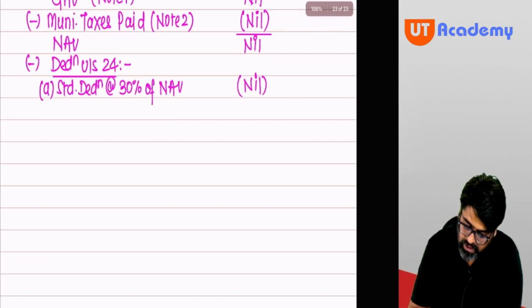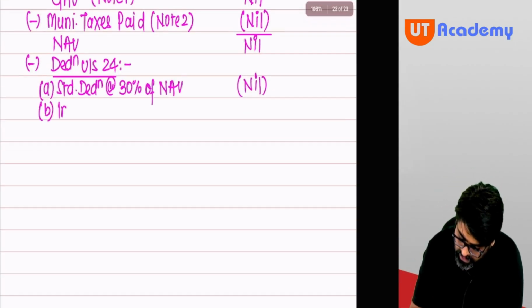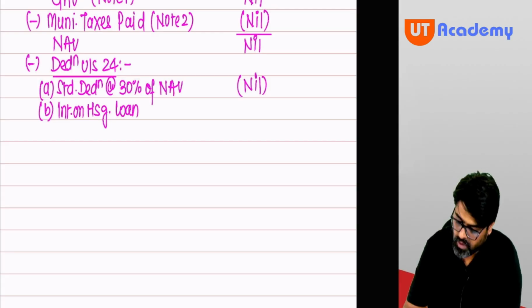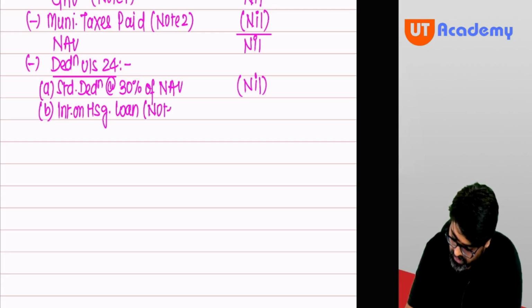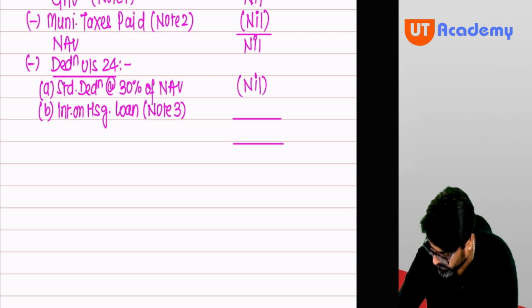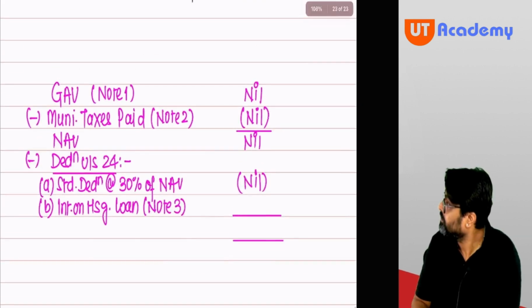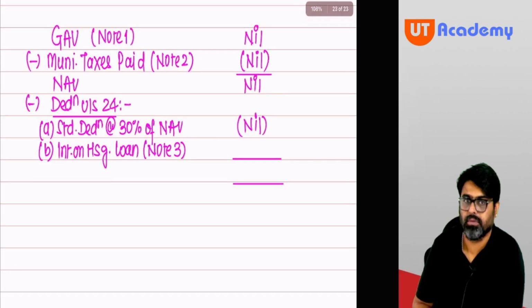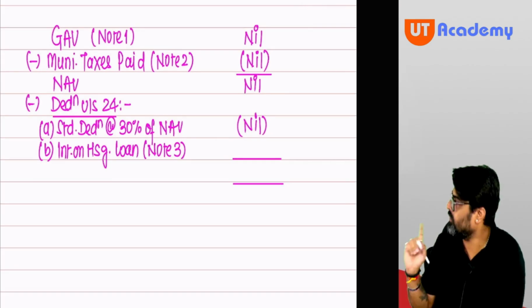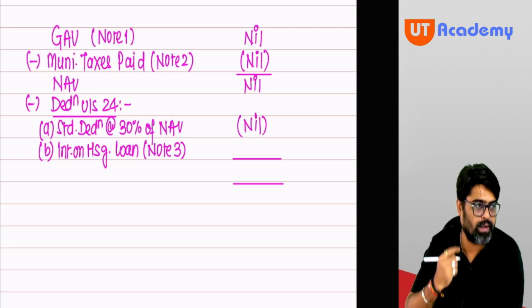Then clause B talks about interest on housing loan. Was there any interest on housing loan? Yes or no? For that we'll prepare note number 3. And then we are going to get the final income. See, prepare this thing first. Done with this, write down note. If you are done with this, write note number 1.